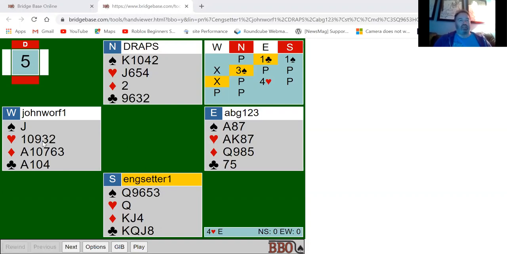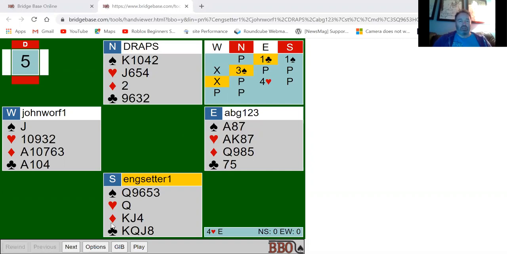Okay. And then I decide to double because I quite like my hand. I've got a singleton spade. Partner may have a double of three spades. And I've got two aces and a decent five card suit and even supporting clubs if partner's got a natural club suit. So we're also non-vulnerable as well. So there's less danger in going several off or something. So I double and partner then decides to now bid four hearts. He's got four hearts and we're playing four hearts.